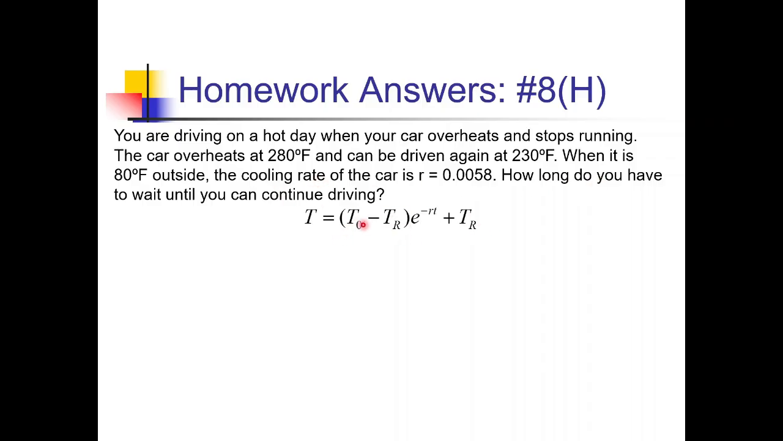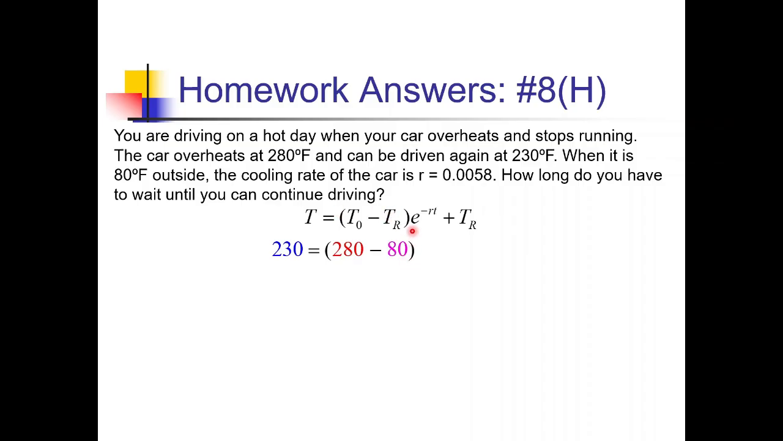So there's a whole bunch of things to plug into this formula here. This is our Newton's law of cooling formula. We're just going to go left to right. So this t right here with no subscript, that is the target value of the thing that's cooling down. So we want it to be 230 degrees. So we'll put 230 in for t there. T0, this is the initial temperature. So if it's overheated, that means it's at 280 degrees. So we've got 280 for T0. TR is the temperature of the surrounding area, which is the 80 degree outside temperature. So that's minus 80 in there.